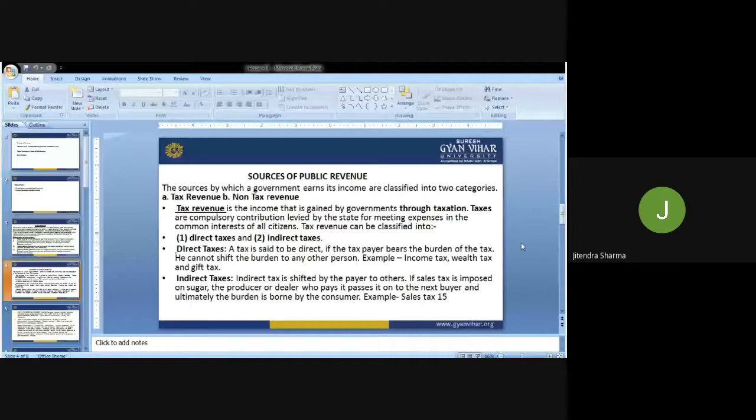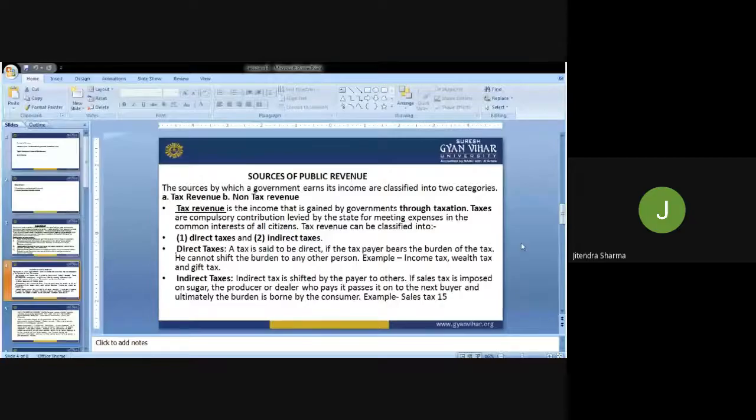If the sale tax is imposed on sugar, the producer or dealer passes it on to the next buyer, or the burden is borne by the consumer. Example, sale tax. These are the taxes that are indirectly collected, but those who use that facility are supposed to give the taxes. The government directly collects from the producers or from the firms providing a product or service, but this is ultimately passed on to the ultimate user or consumer of that particular facility. So we call them the indirect taxes.